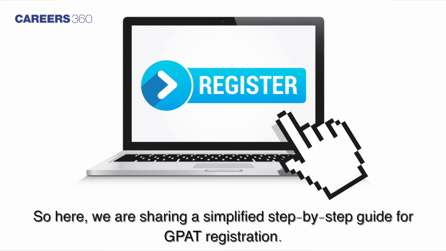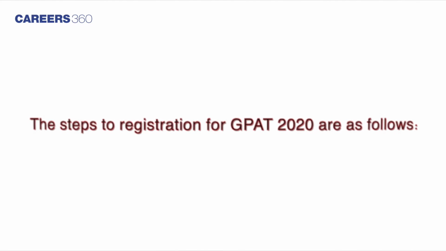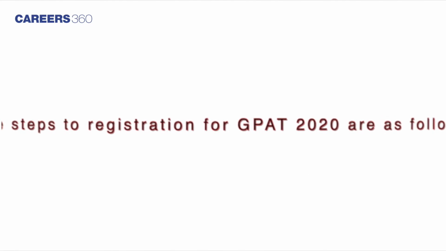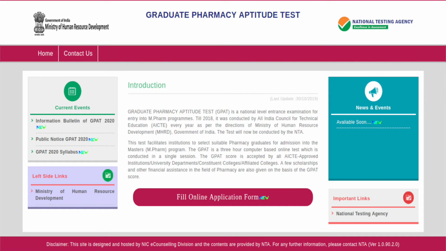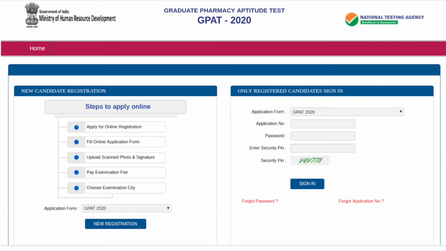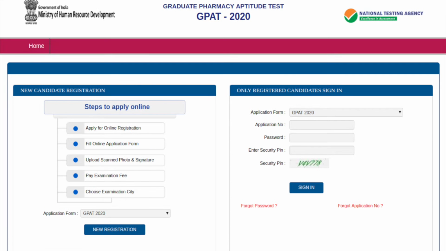So here we are sharing a simplified step-by-step guide for GPAT registration. The steps to registration for GPAT 2020 are as follows. Firstly, candidates need to visit the official website of NTA GPAT 2020 at gpat.nta.nic.in. Now click on the pink strip that reads Fill Online Application Form. The path towards GPAT registration will appear. Now click on New Registration.